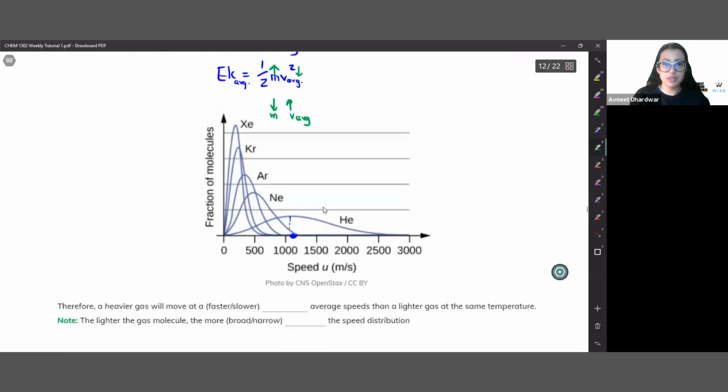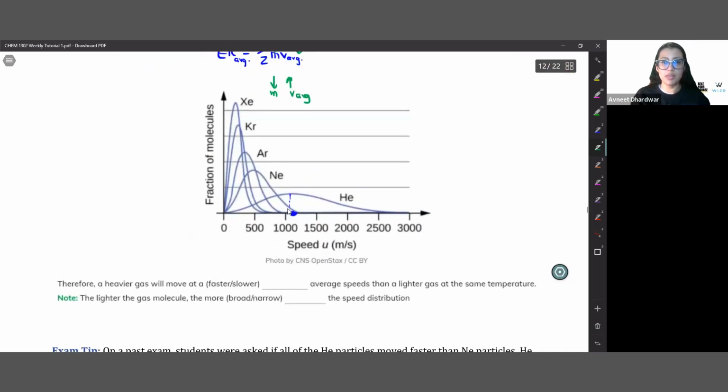The other thing to note that I saw a question on was, are all of the helium particles traveling at the same speed? That's another mistake to avoid. You don't want to say that all of the helium particles are at the same speed. We can see a nice distribution here. Yes, on average, the helium particles are traveling faster than the other particles, but there's a distribution, so some of them are still pretty slow over there. Not all of the same gas particles move at the same speed. That's a key concept to understand.